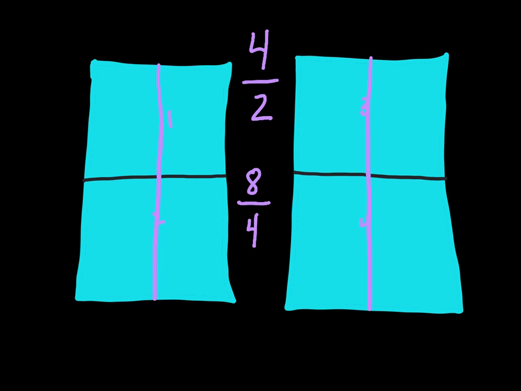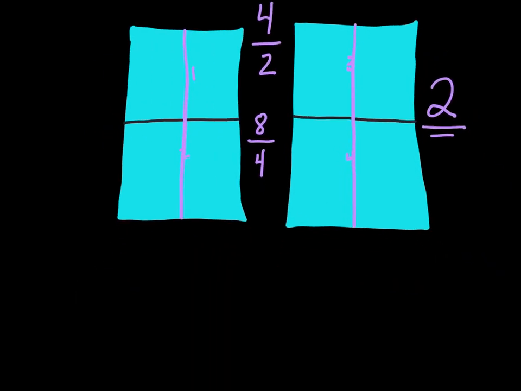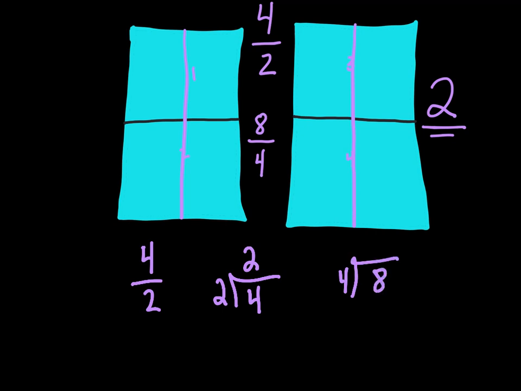Each one of those improper fractions or fractions greater than 1 are both equal to 2 wholes. So 4 halves and 8 fourths are equal to 2 wholes. Because if you divided 4 halves, 2 into 4, you're going to get 2. 4 into 8, you're going to get 2. So there's your way. You could draw these by pictures or simply using division.